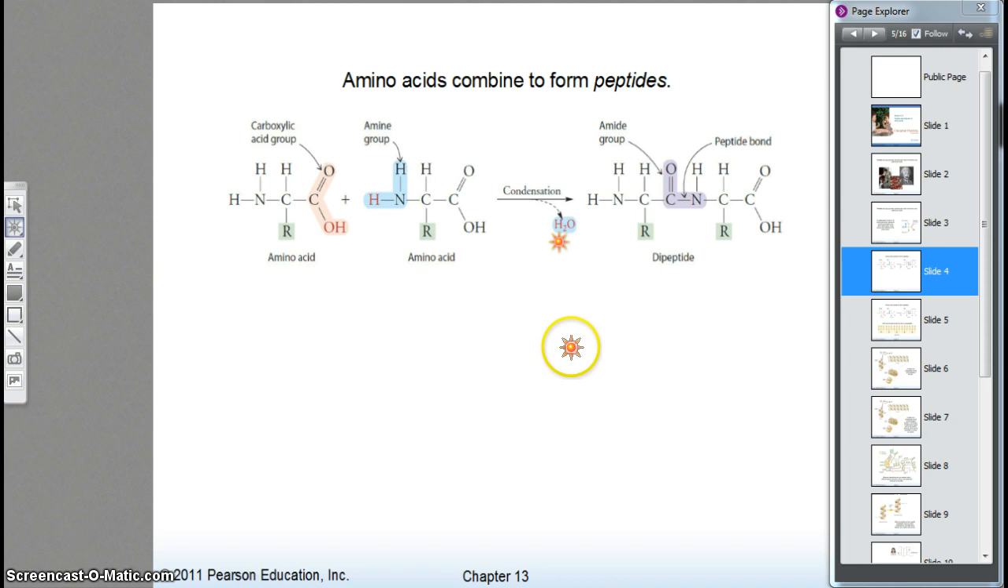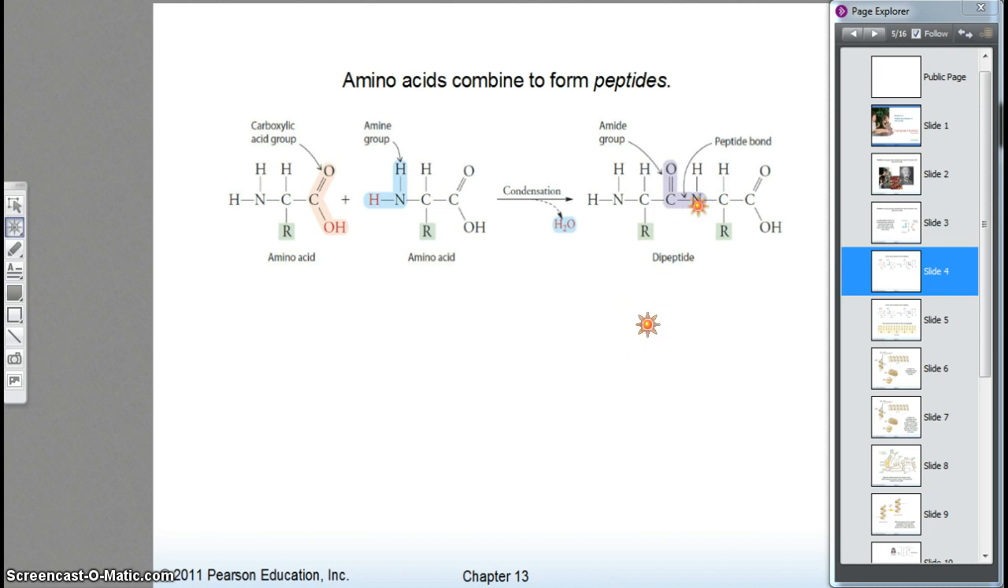They kick off water, so it's a condensation reaction, because remember, when you have condensation reactions, that's when you kick off a small molecule. Water is the most typical. And then you can see how the carbon that's double bonded to oxygen is right here, and this nitrogen is right there, and that's where they're bonded together. So this is called a peptide bond.